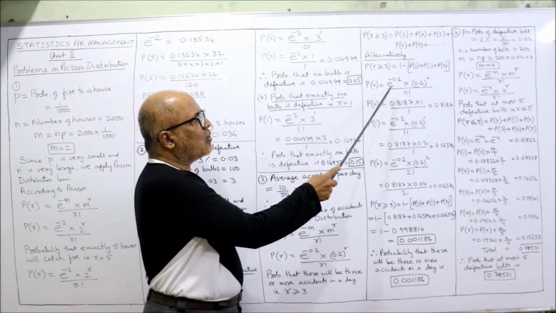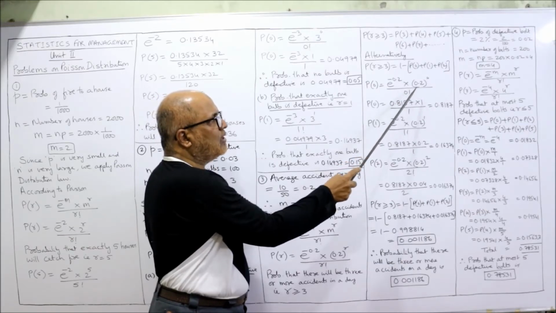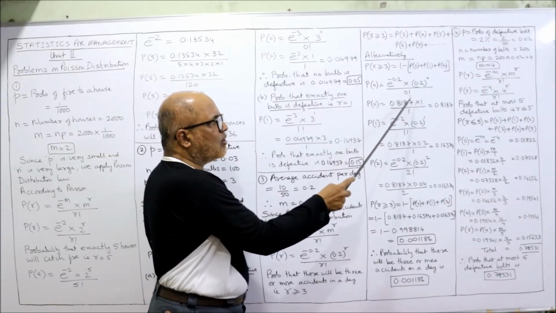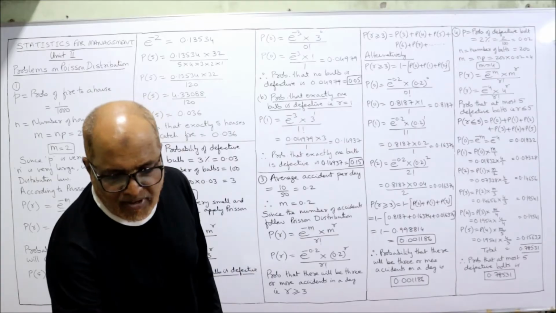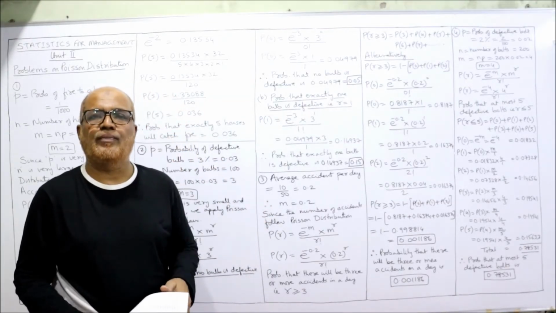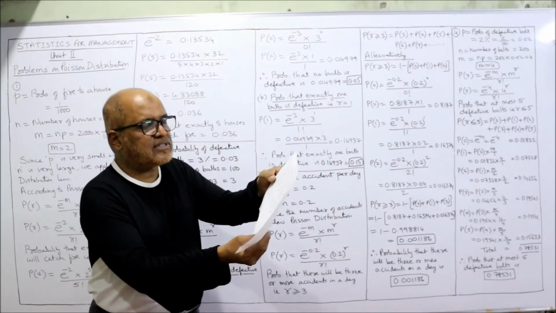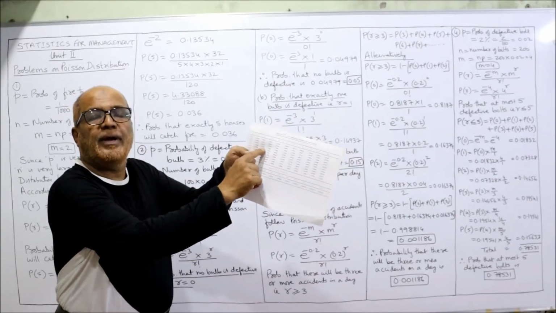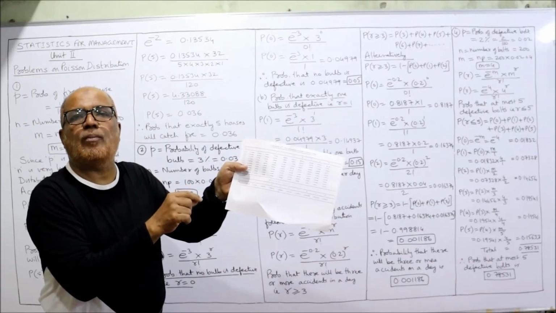So P of 0 is equal to e to the power of minus 0.2 into 0.2 to the power of 0 divided by 0 factorial. Anything raised to the power of 0 will be 1, and 0 factorial is 1. So e to the power of minus 0.2. First time we are coming across an m value that is a fraction. In the first 2 problems the m value was a whole number, for which we used the small table below. Now we are taking the big first table, because the m value is a fraction, 0.2.